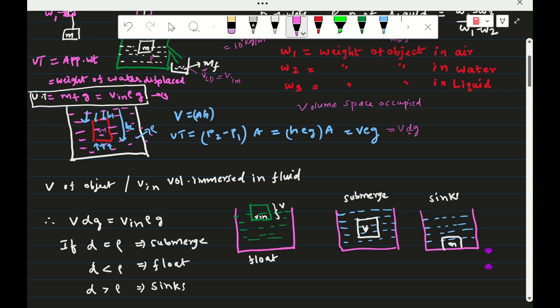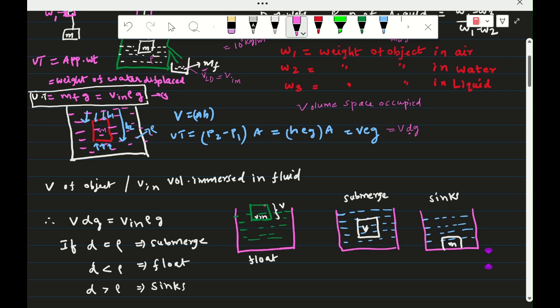So let V be the volume of the object and V immersed be the volume of the immersed part in the fluid, V in. So coming to when the body will sink, float, what is the meaning of submerge, and what is the law of flotation? Law of flotation. So when will it float?